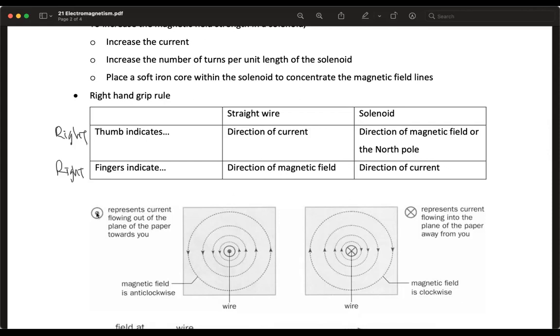Okay, so the dot means the current is coming out of the paper. And the cross is like the feather of an arrow going into the paper. So you're looking at the back side of the arrow. Here you're looking at the front side of the arrow, where the arrow is shooting towards you, with a pointed tip. Understand so far?